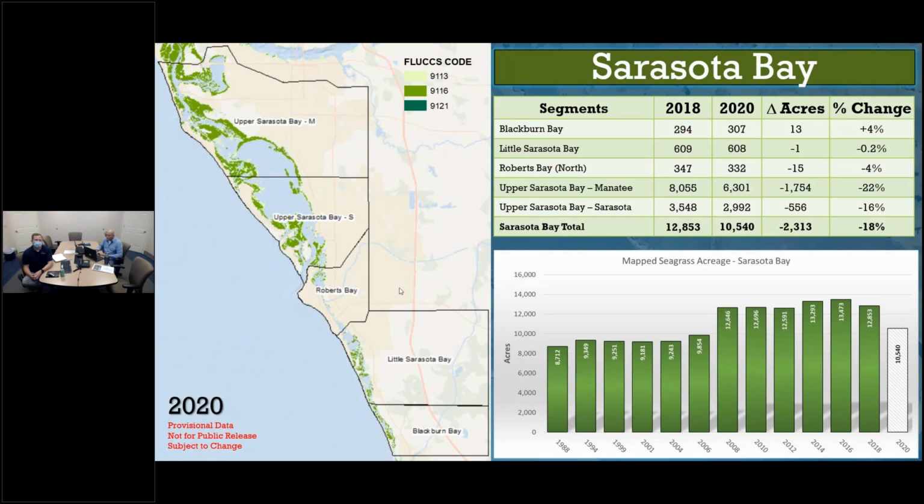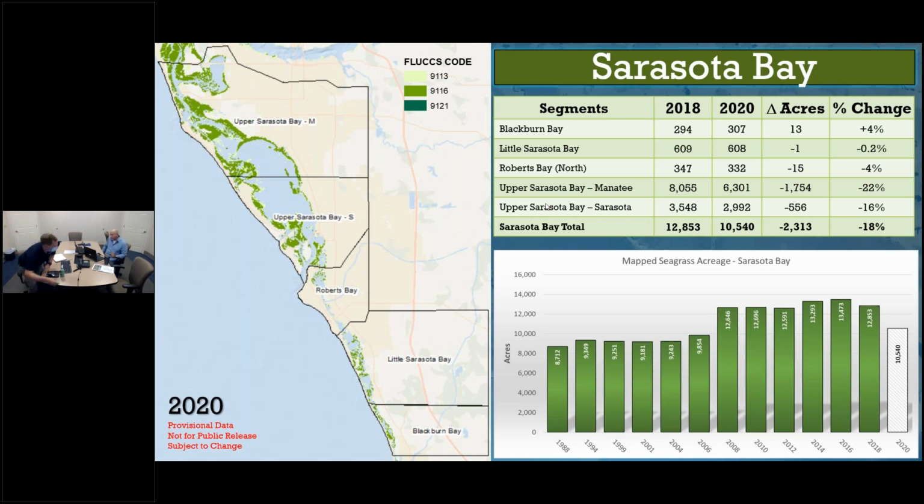2020, as you can see from the table, this upper Sarasota Bay segment, which is the portion in Manatee County, is the segment that lost the bulk of the grass between 18 and 20, about 1,700 acres, or a 22% change between those two mapping cycles. So that's really the part that stands out.